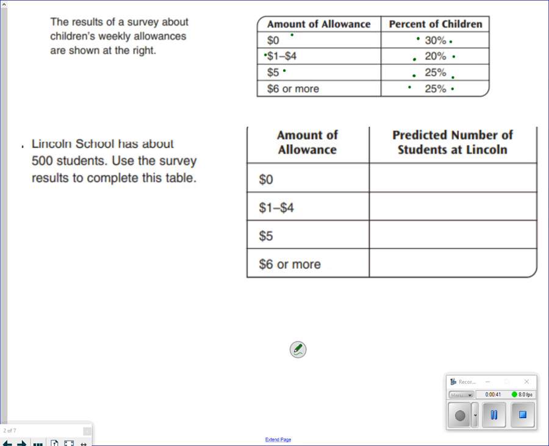So here's the question. It says Lincoln School has about 500 students. That is the whole, okay? Use the survey results to complete this table. So I want to know what amount had the allowance of $0. So what I'm finding is $0 is 30%. So I'm finding 30% of 500 in order to solve the predicted number of students at Lincoln.